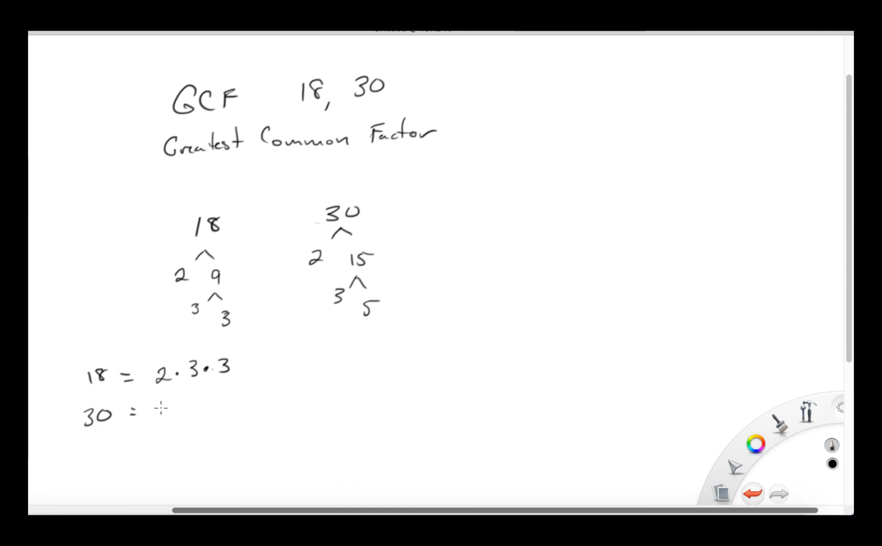So 30 is equal to, in order, 2 times 3 times 5. Well, we know that these two are the same and these two are the same, but these two are a little bit different because we don't have the same. So what we're going to do is say 3 over 5 is the lowest common factor, or common factor that is part of that. There's another way to do it that your text gives.